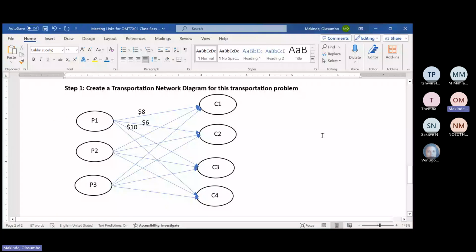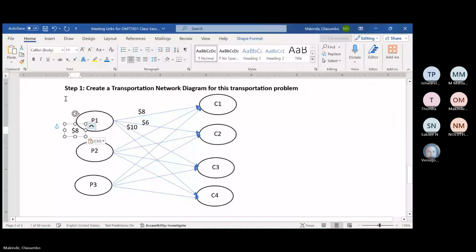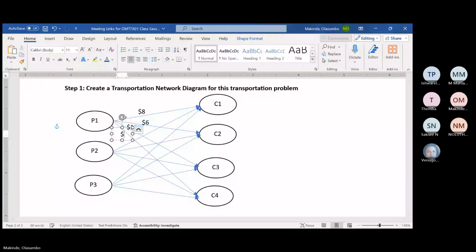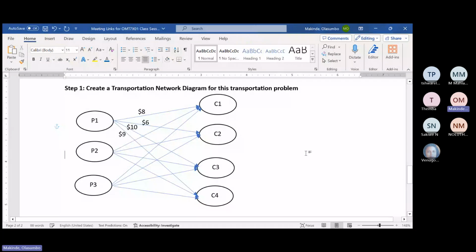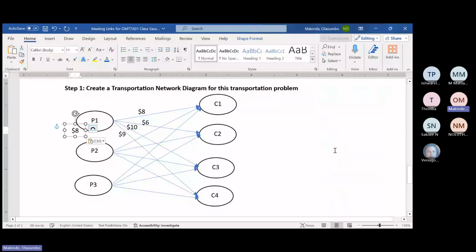Then plant 1 to city 4. I will just place it here so that I can place it in a place where I can see it. Plant 1 to city 4 is $9 according to table 1. So with that, I'm done with plant 1 in terms of populating the cost based on the table. I will repeat the same thing for plant 2 to city 1, plant 2 to city 2 until I finish.